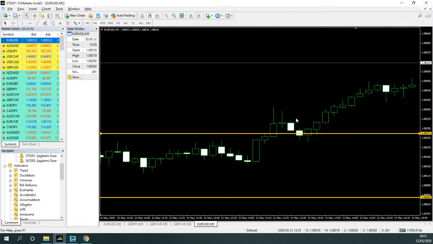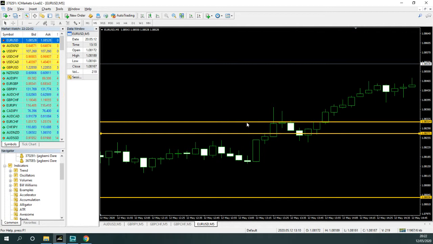So if it's a box outside and break through the top line, we buy. If the box breaks out through the bottom line, we sell. Because it broke out through the top line, we are going to buy there. At the close of the candle, that's where the candle closes, we are going to buy from there.